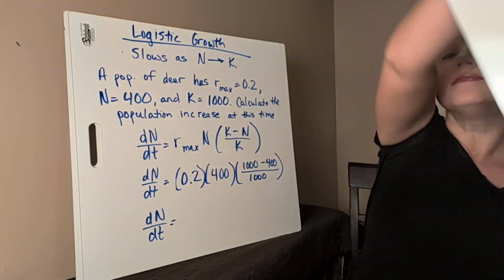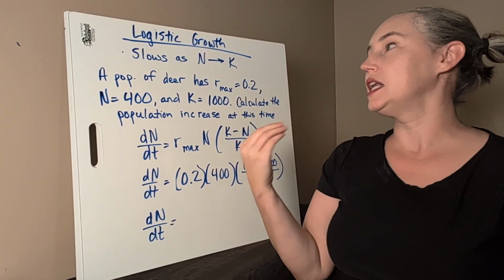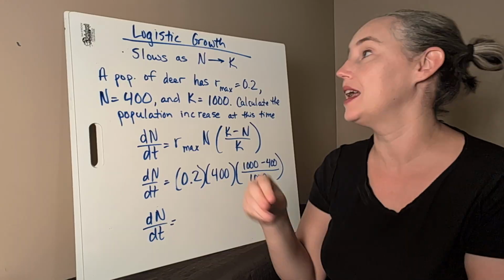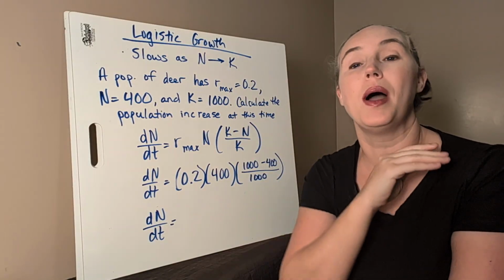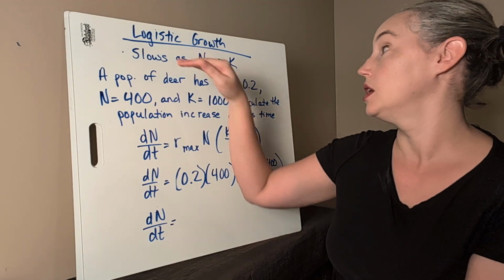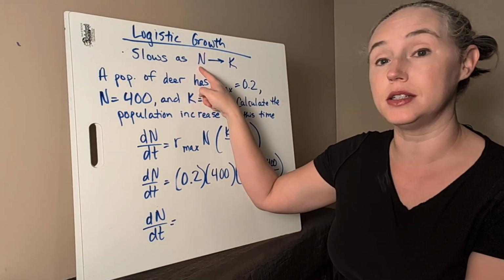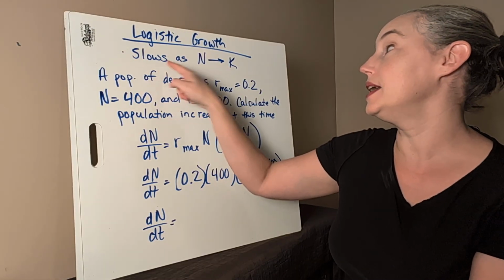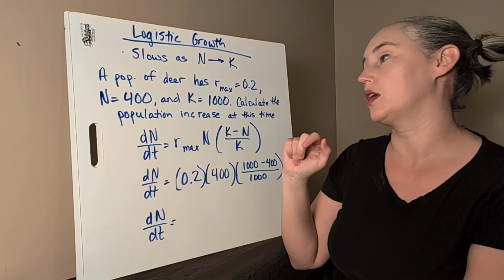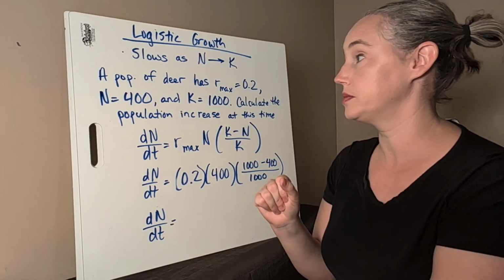Next, let's look at a logistic growth problem. Now, it's important to note that in logistic growth, the population growth rate slows as it approaches the carrying capacity. So again, population, that's N, will slow down as it approaches the carrying capacity. We're going to look at graphs of all of these in just a second.